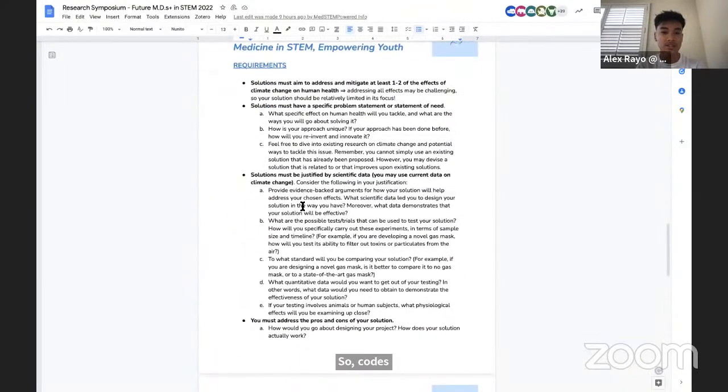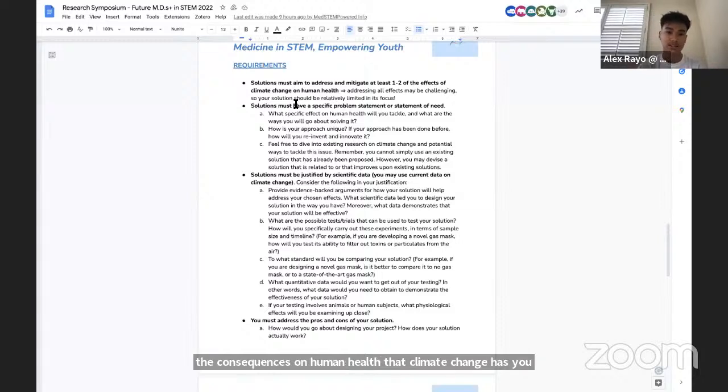This page starts the requirements, so the actual requirements for your project and your submission. And this first one says that solutions must aim to address and mitigate at least 1 to 2 of the effects of climate change on human health. And so again, you want to be looking at 1 or 2 of the consequences on human health that climate change has. You can refer to that details section again for background information, and you want to tailor your solution to addressing and helping to mitigate 1 or 2 of these effects.